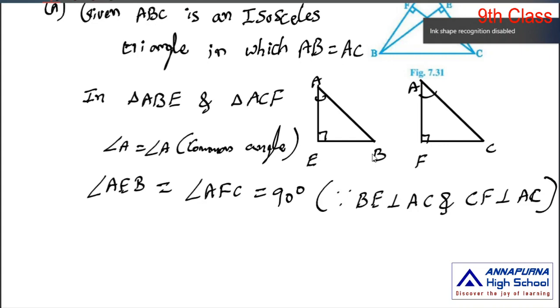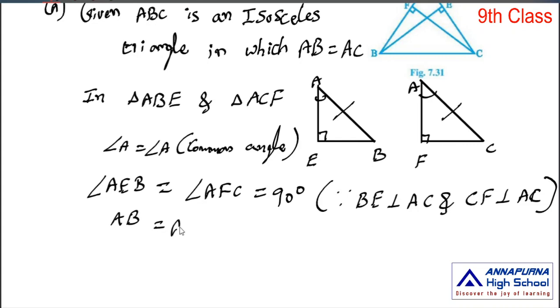Next, AB is equal to AC. The hypotenuses are equal. This is the given condition, because ABC is an isosceles triangle, AB is equal to AC.